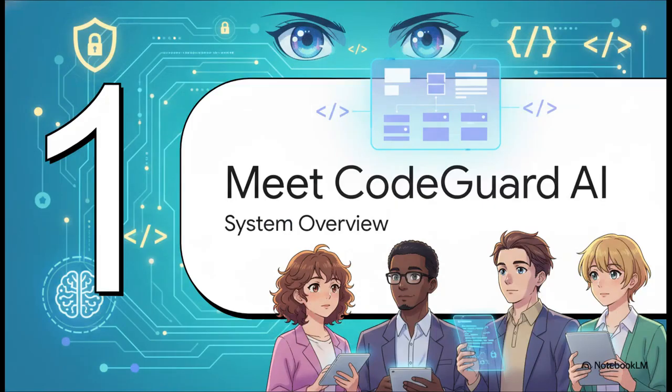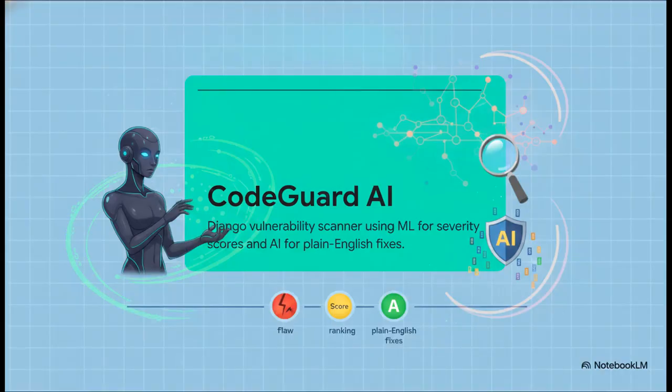All right, let's kick things off with Section 1, Meet CodeGuard AI. We'll start at the surface level before we dig into the back-end logic. So, what exactly is this thing? Well, CodeGuard AI is a Django-based code vulnerability scanner that utilizes machine learning to assign severity scores and AI to suggest plain English fixes. The absolutely crucial point here is that this tool doesn't just find flaws in your code, it actively ranks them and literally tells you how to fix them.